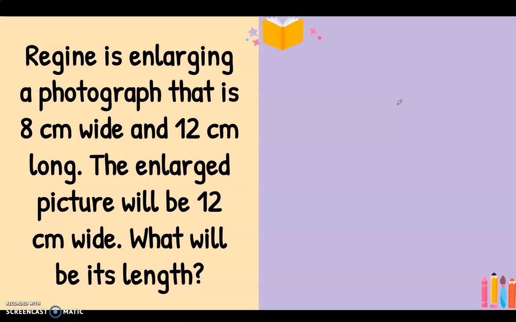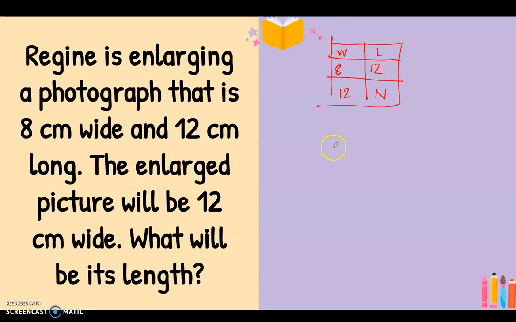So Regine wants to enlarge a photo. So our table should be, this is the width and this is the length. For the width, it is 8 centimeters, and for the length it is 12 centimeters. The given is 12 centimeters wide, and the length is now the missing. Now, you can write it with the length here and the width here, as long as you put the proper label. If this is your length, then you put the 12 here. If this is your width, you put the 8 here.